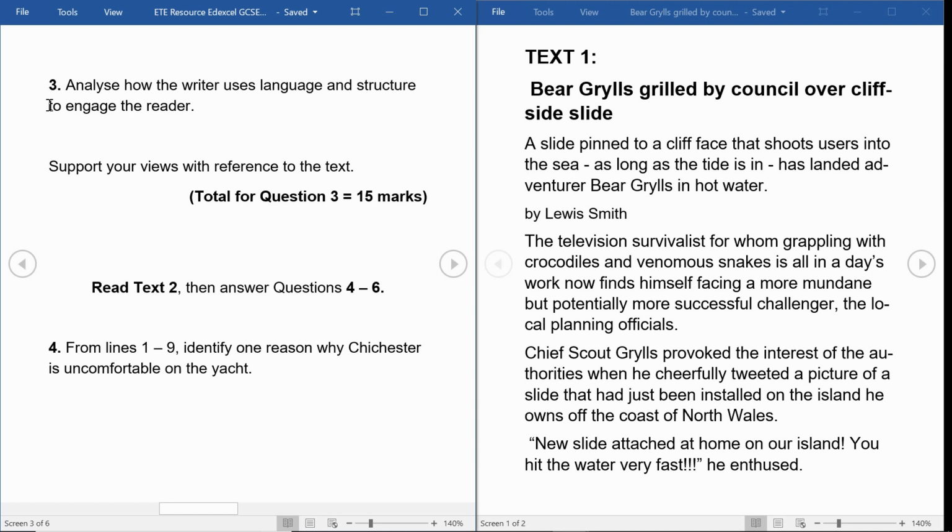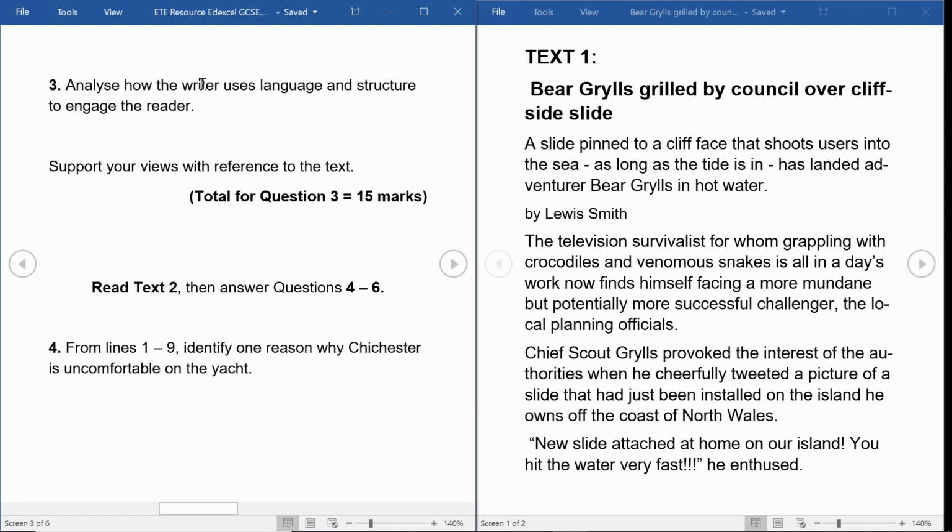So, analyse how the writer uses language and structure to engage the reader. Support your views with reference to the text. Let's break it down. Analyse. We want it to be a critical piece of writing. You're best to write in the third person rather than the first person if you can. And you need to be using the appropriate subject terminology. If you haven't seen my videos on subject terminology, there's something that you might want to check out too.